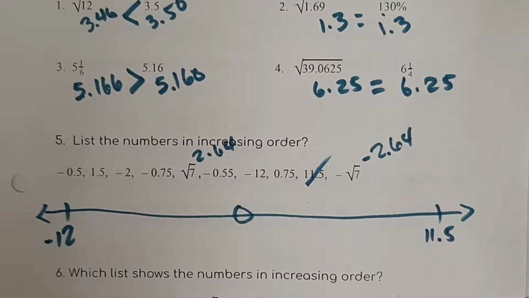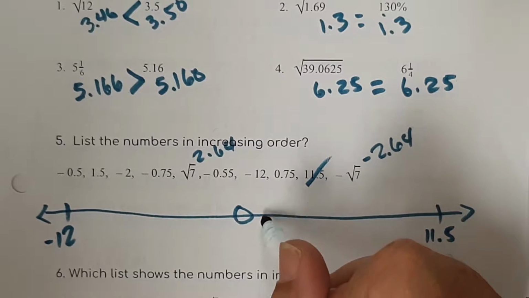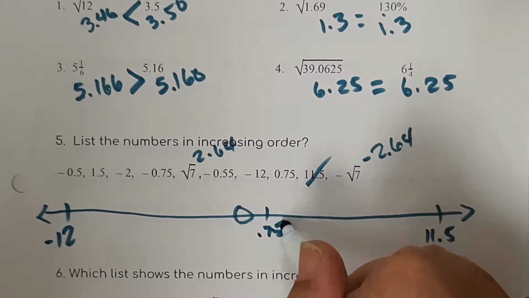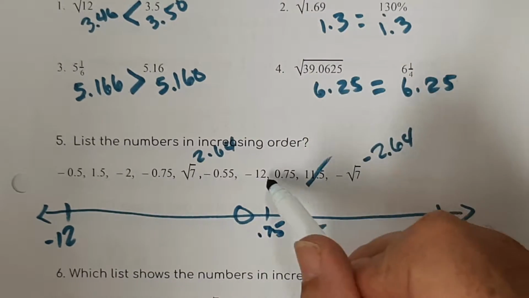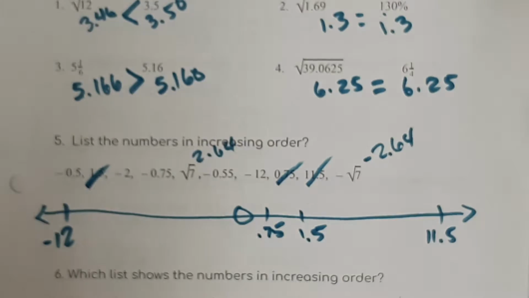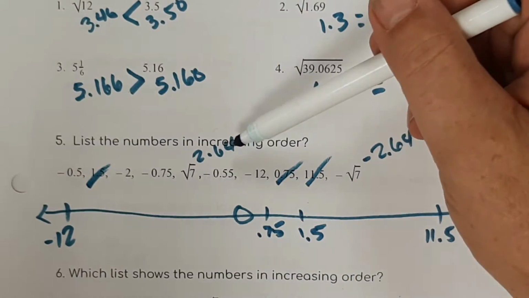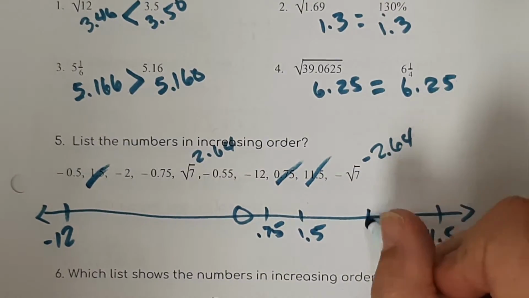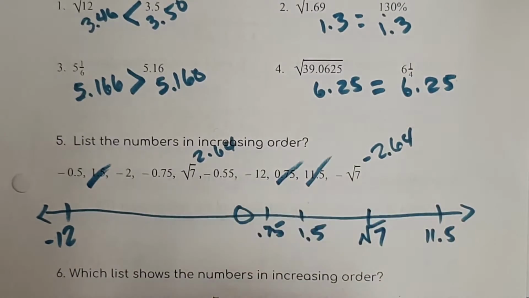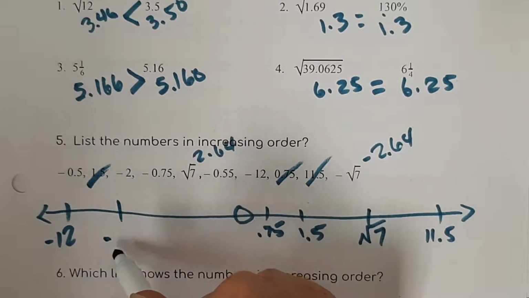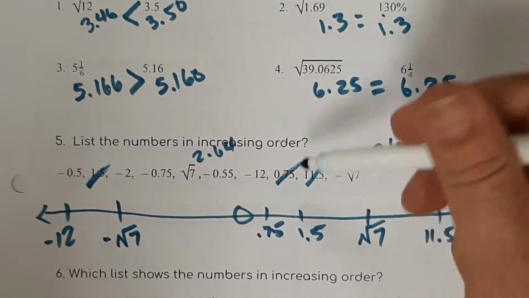Okay, so I'm going to put my 0.75, then a 1.5. So that's those two. If I have any more positive, I got 2.64 here. So here is our square root of 7. Go in the other direction. I'll put my negative square root of 7 here because that's negative 2.64.